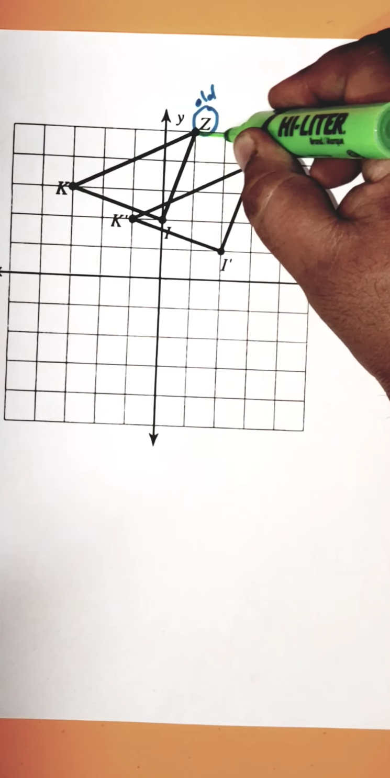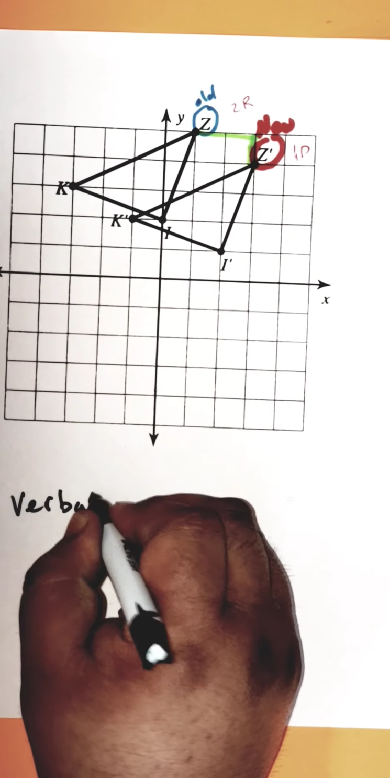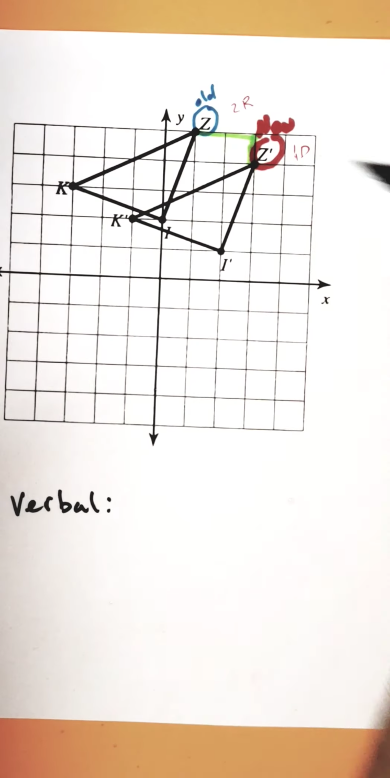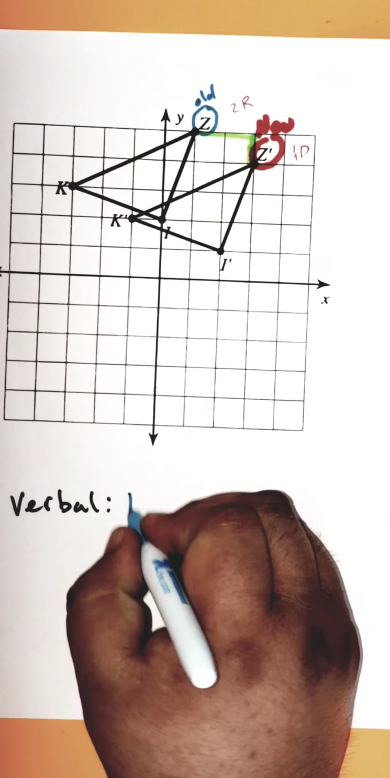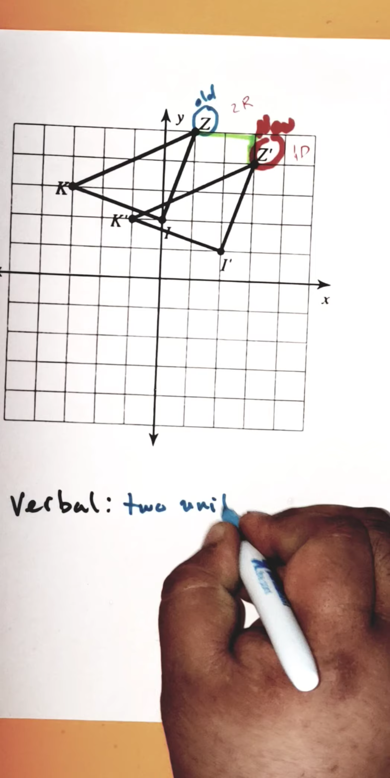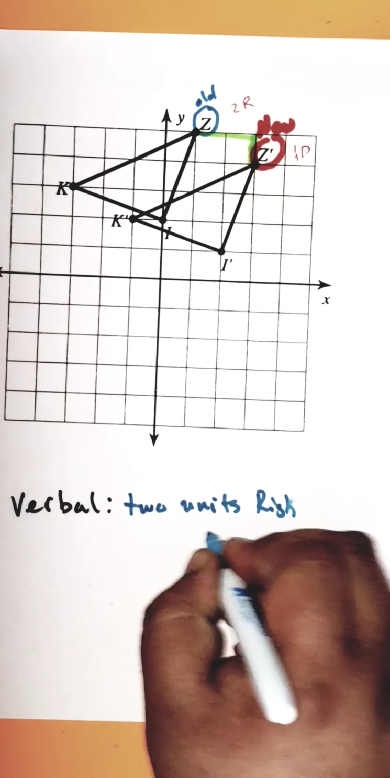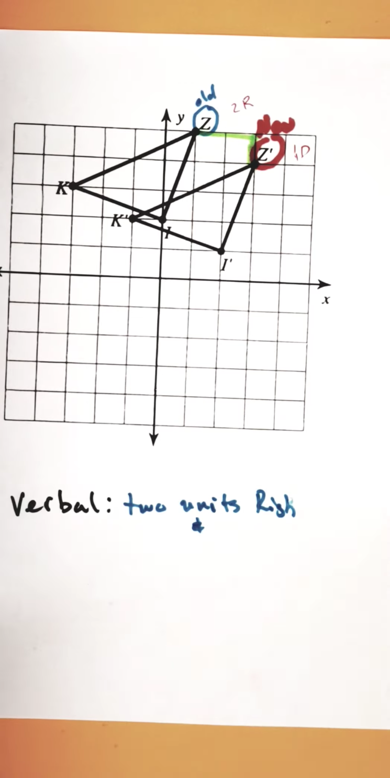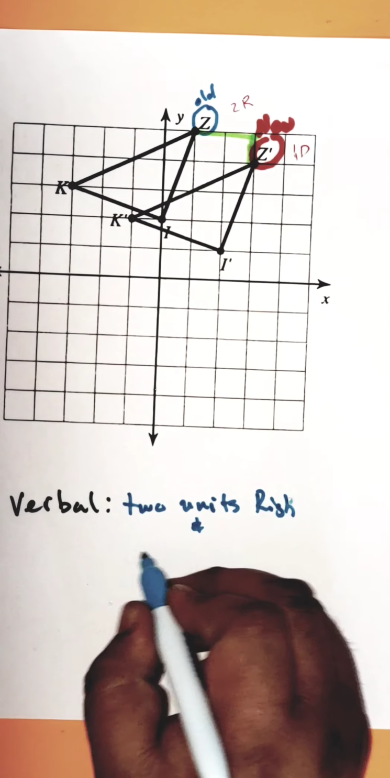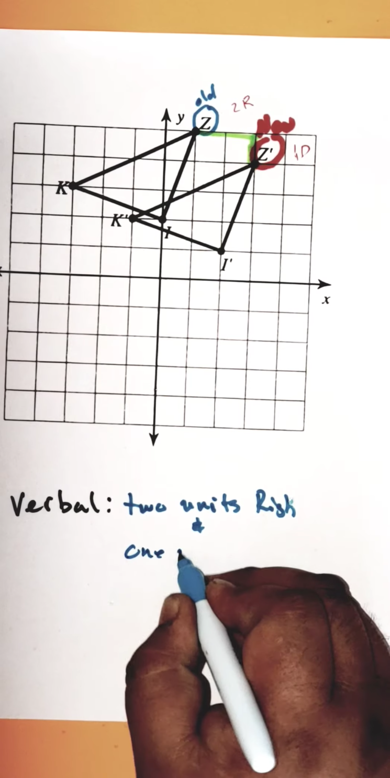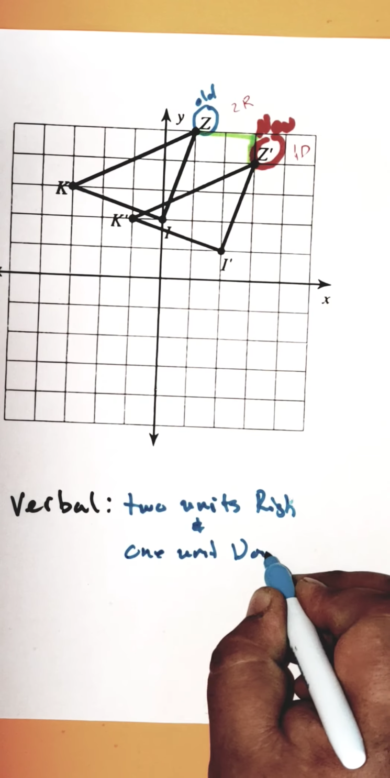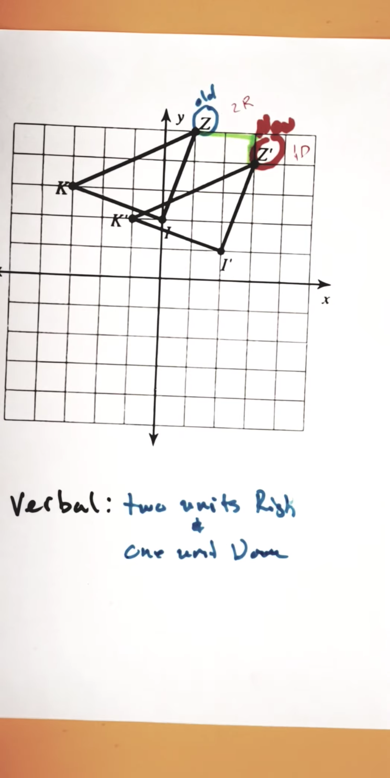Now when you write your answers, guys, there's going to be a space for verbal, and there's going to be a space for algebraic. So let's do verbal first. For verbal, all you got to do is write down what we said right here. I went 2 units to the right, so I'm going to write down 2 units right. And what else did I do? Well, for sure, I went 1 unit down. So let's write that one in: 1 unit down. There we go, guys. See, it wasn't too bad.